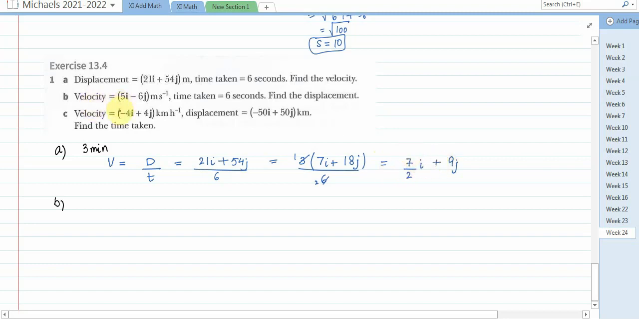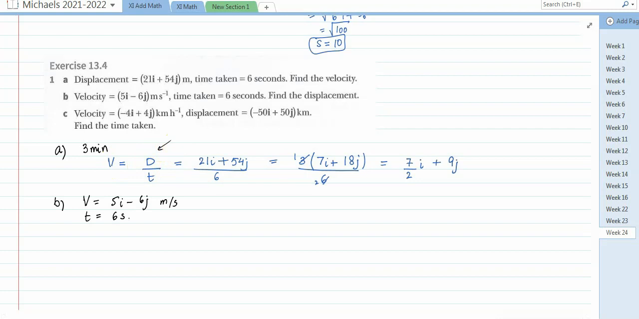After that, part B says velocity is 5I minus 6J. Alright, velocity is given and time is given, 6 seconds. So with the help of these two, you need to find out displacement. We are going to apply the same working formula as mentioned here, this one. Alright. So with the help of this working formula, can you find out the displacement by yourself? First give it a try. We have a time of 2 minutes and then I will explain, so start.